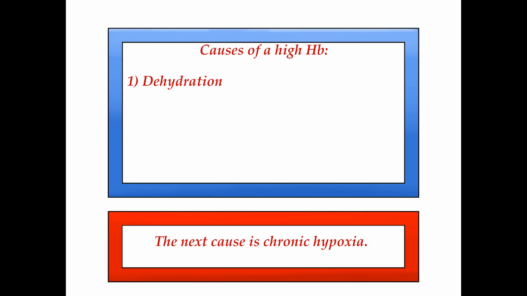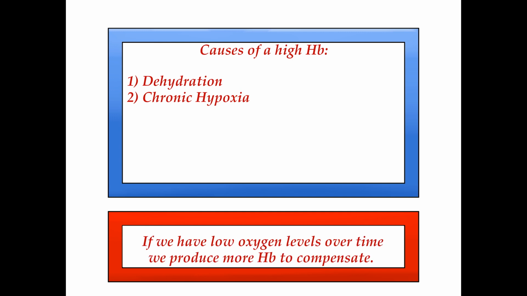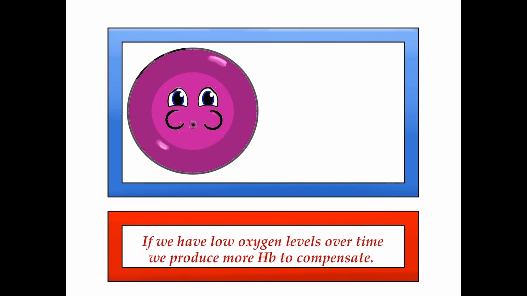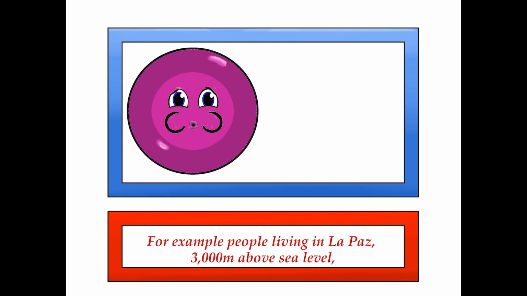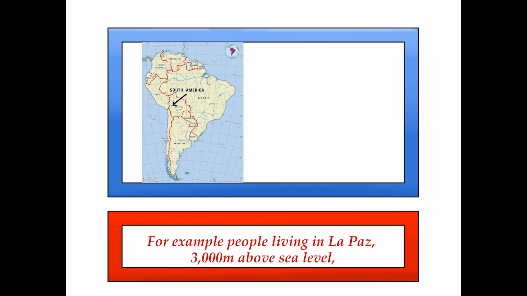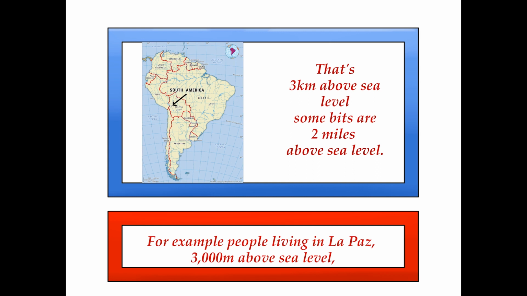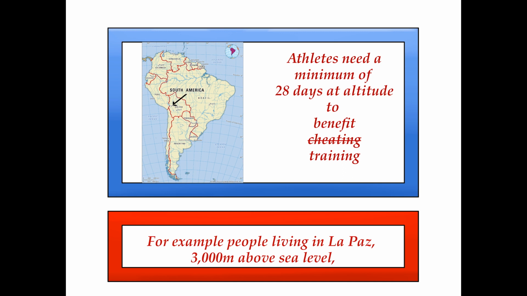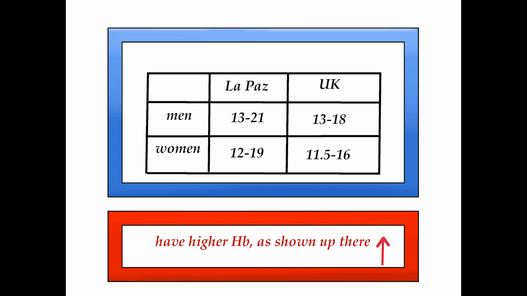The next cause of a high haemoglobin I want to talk about is chronic hypoxia. So if the body spends a significant time where it just doesn't get enough oxygen, it stimulates the bone marrow to produce more red cells. An interesting example of this is if you move to La Paz in Bolivia, which there's arguments between Wikipedia and other sources as to how high above sea level it is, but certainly it's above 3,000 metres. And average haemoglobin levels there are 13 to 21 for men and 12 to 19 for women, which is a little bit higher than the average in the UK.